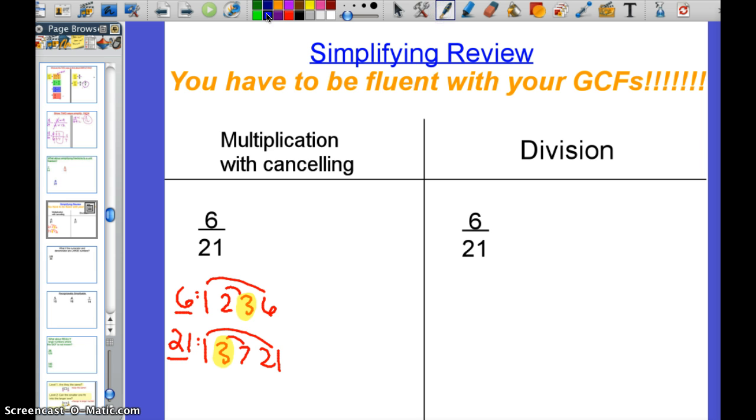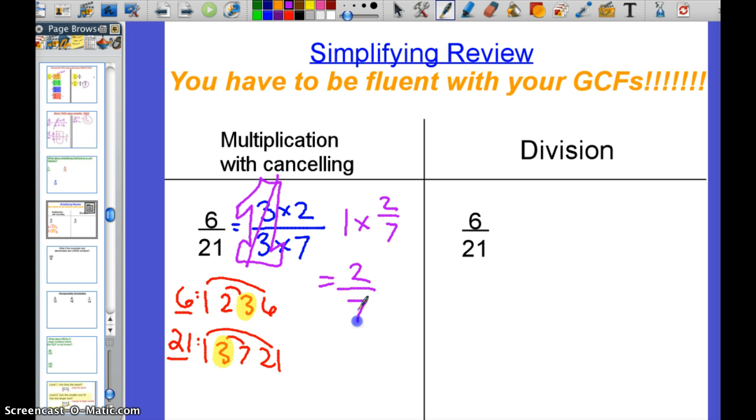So when we're thinking about the way to represent this with multiplication, 6 can be represented as the product of 3 and 2, and 21 can be represented as the product of 3 and 7. And so then we talked about how, because 3 over 3 is 1, you can cancel it out, because it's the same thing as saying 1 times 2/7. This can be canceled out, and so the simplified version of 6/21s is 2/7. So that is one way that involves using the GCF.